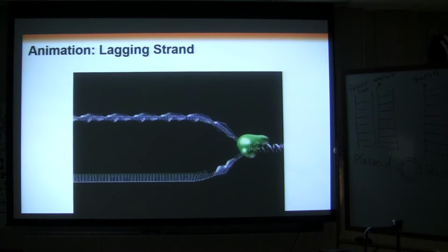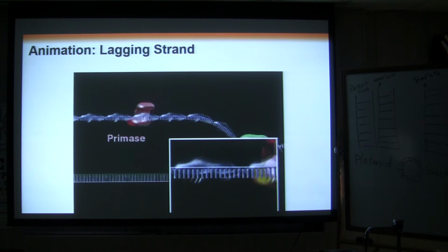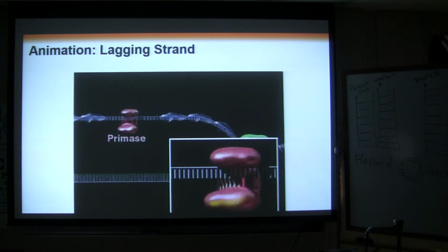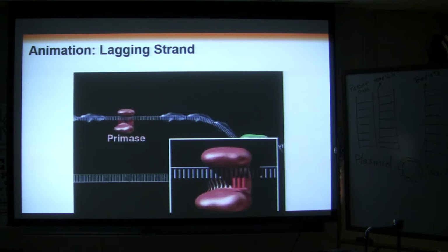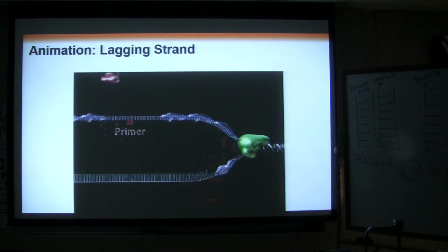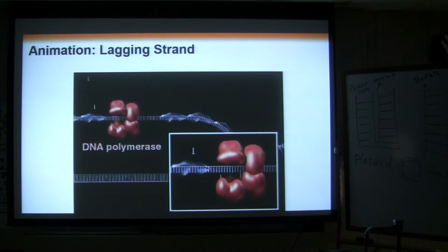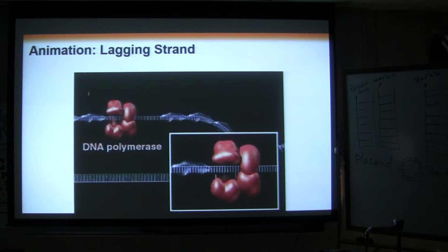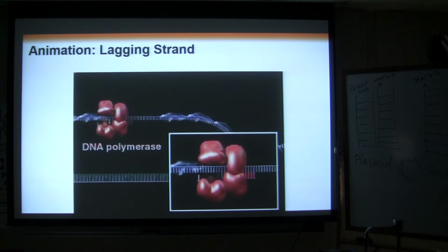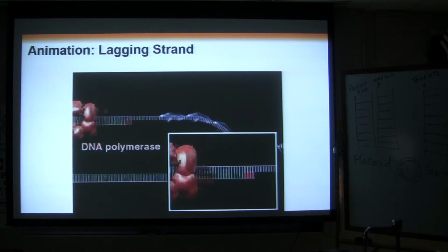Now let's look closely at how enzymes work together to assemble the lagging strand. First, the enzyme primase removes the single-strand binding proteins, shown here in blue, and makes an RNA primer to begin an Okazaki fragment. The enzyme DNA polymerase 3 then adds the complementary DNA nucleotide to synthesize the rest of the fragment.